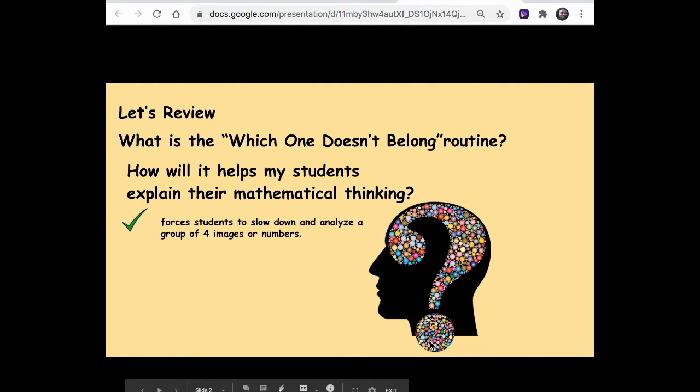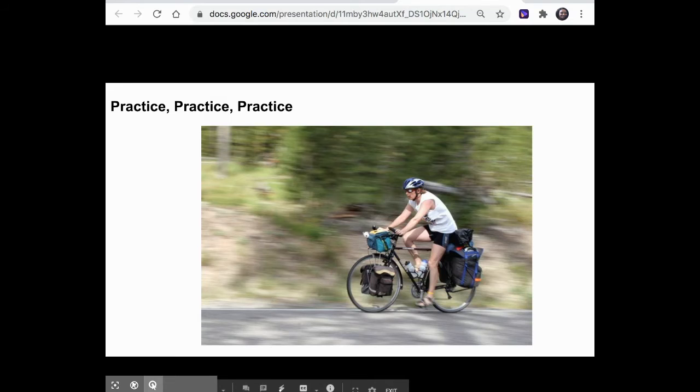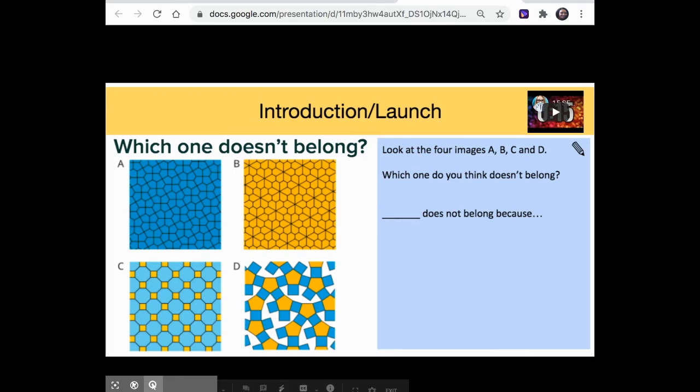The group of images or objects or numbers that are selected for this routine can be open-ended or can be tailored to fit your specific lesson. In this video, you will learn how to implement the which one doesn't belong routine using tessellations with your class. When learning to ride a bike, you've got to practice, practice, practice. I've said this before. The same is true with this routine. It is important to practice it often with your students, thus enhancing their analytical and conversational skills.